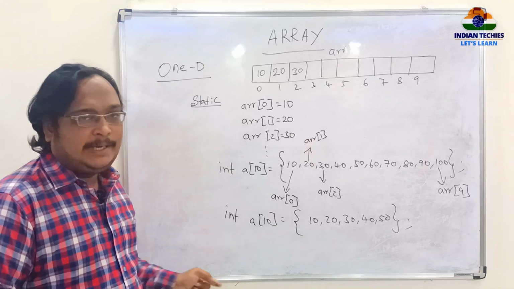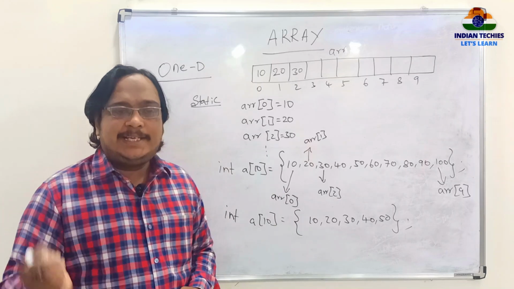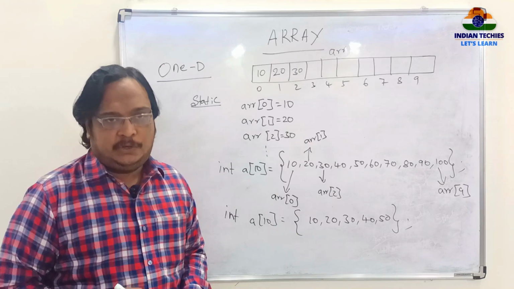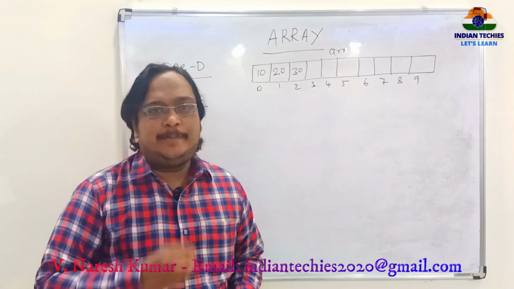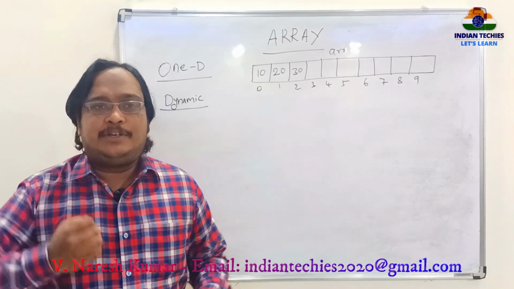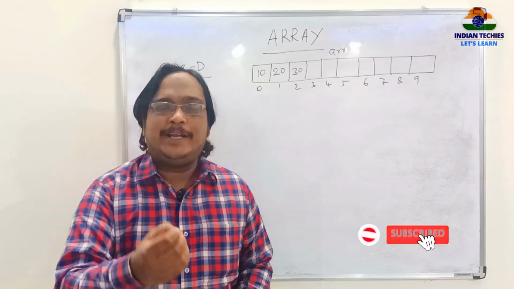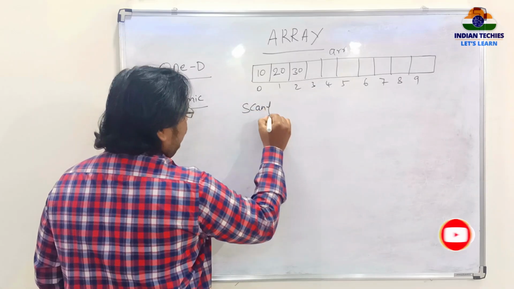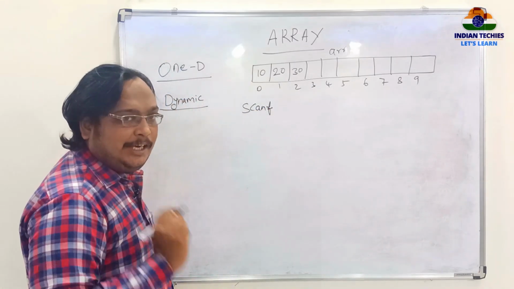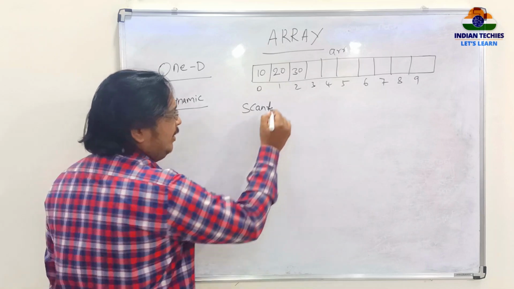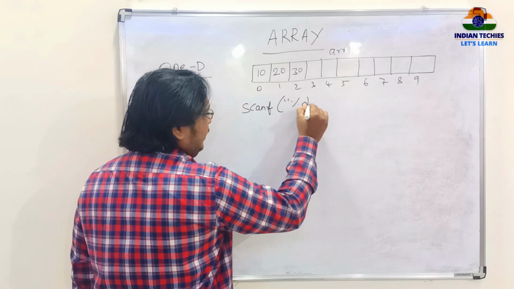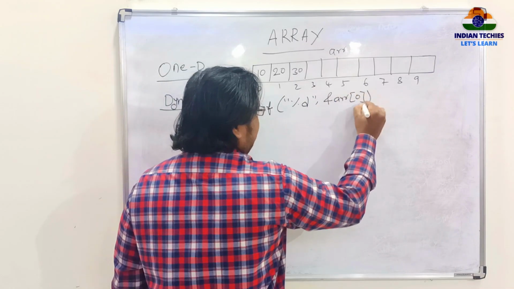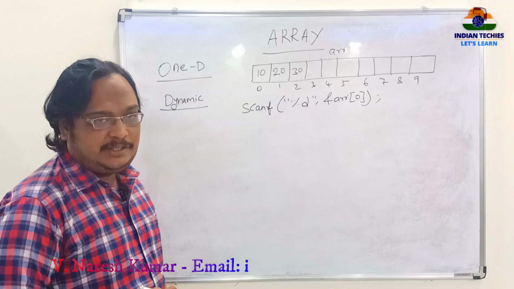This is static input: assigning the values to an array at the time of writing the program only. Next, dynamic input. Dynamic input means you are taking the input at the time of program execution. That is, if you are able to take input with the help of scanf, then that is called dynamic input. Suppose you want to take one variable, how do you take it? Since it is an integer, %d, ampersand ARR of 0. This is how you take input at the time of program execution.